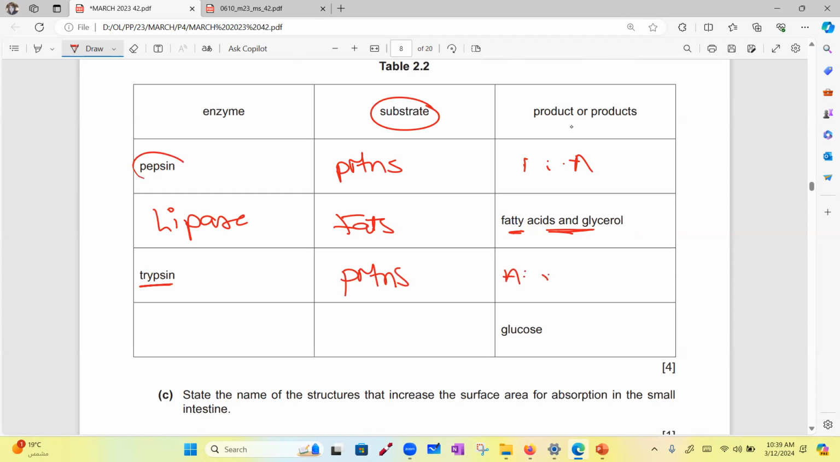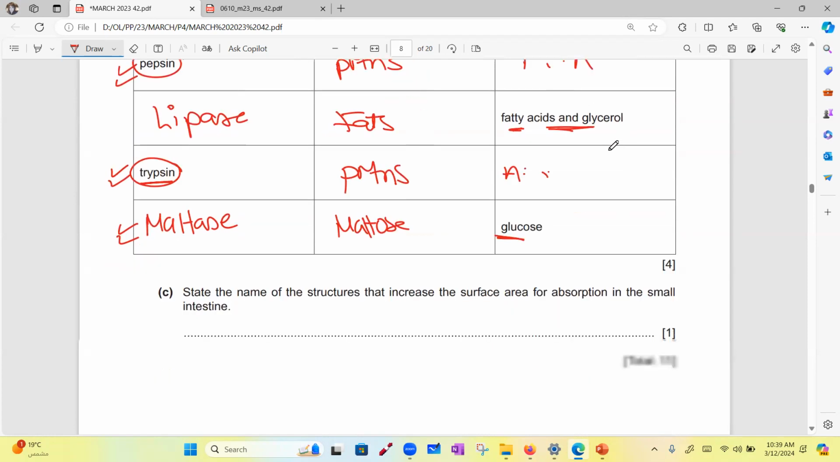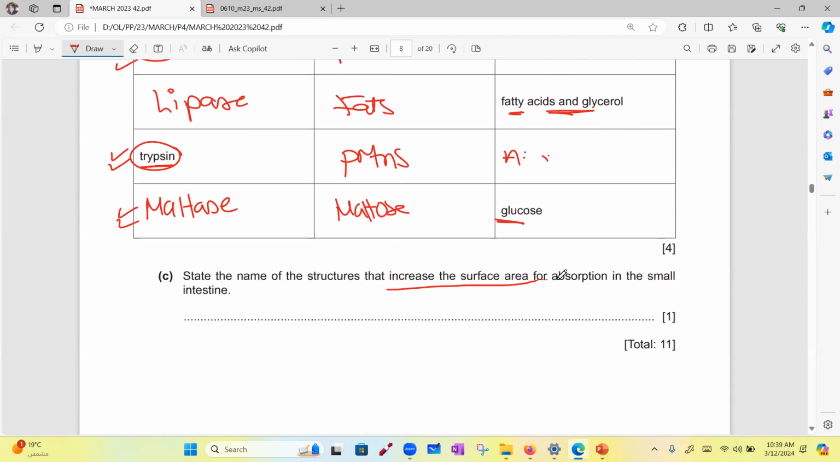But where is pepsin found? Very good. Trypsin is found in the small intestine. Glucose. What will break down what into glucose? Maltase, not amylase. Maltase is the enzyme. It will break down maltose into glucose. Again, this is supplement. Why? Because this enzyme is not in the core and the trypsin enzyme is not in the core. Okay? State the name of the structures that increase the surface area for absorption in the small intestine. Very easy.